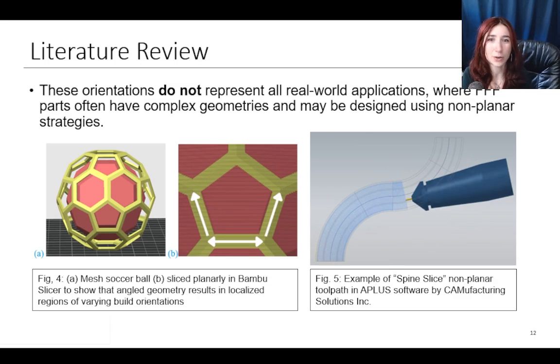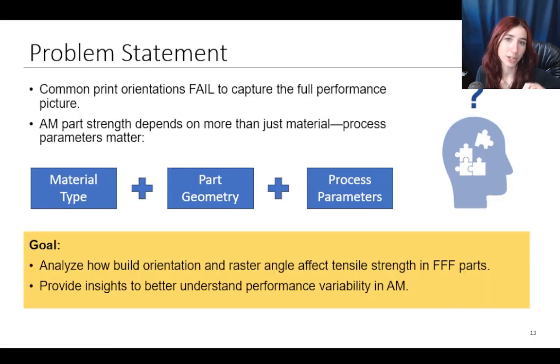These orientations don't represent all real-world applications, where FFF parts have complex geometries or may be designed with non-planar strategies. Considering this, how can we expect a part to perform within these metrics when our final application has layers in different orientations or applied load differently compared to how we tested it? Common print orientations fail to capture the full performance picture of a 3D printed part.